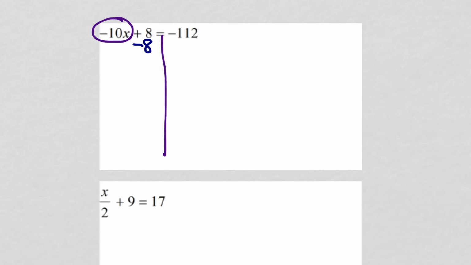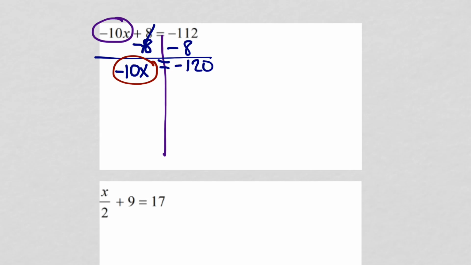Whatever I do to this side of the equation must be done to this side of the equation. So I have to subtract 8 from both sides. Once I do that, my negative 10x gets brought down. I notice that positive 8 minus 8 leaves me with 0, so I'm going to leave that there. And negative 112 minus 8 leaves me with negative 120.